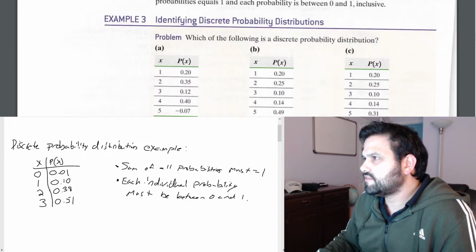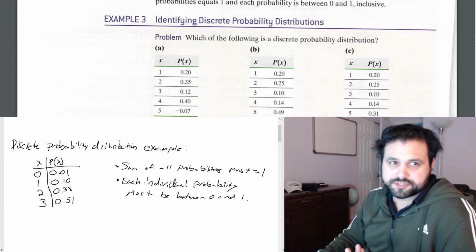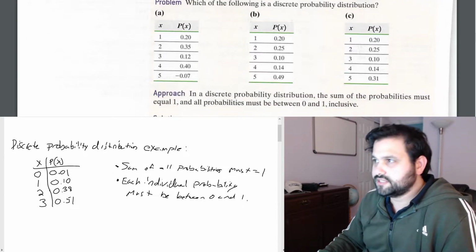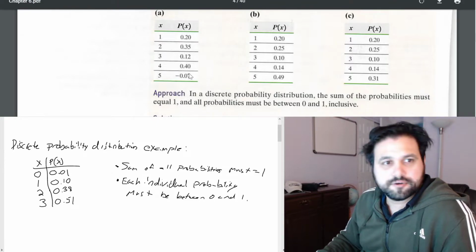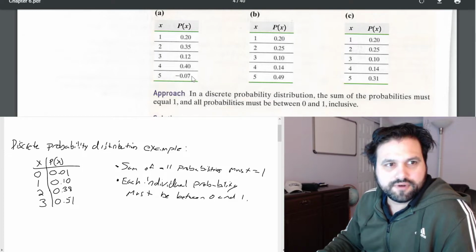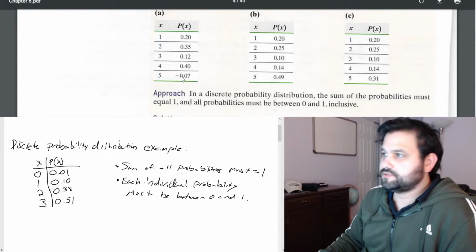Next, we have an example, right? Which of the following is a discrete probability distribution? So if we take a look at these choices, part A, would we say this is a probability distribution? Well, right off the bat, a negative probability doesn't make sense. So that's going to be a no. That's not a probability distribution.